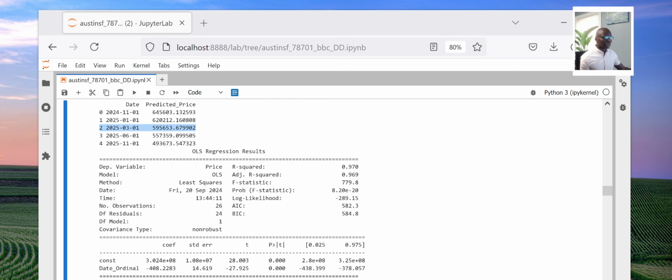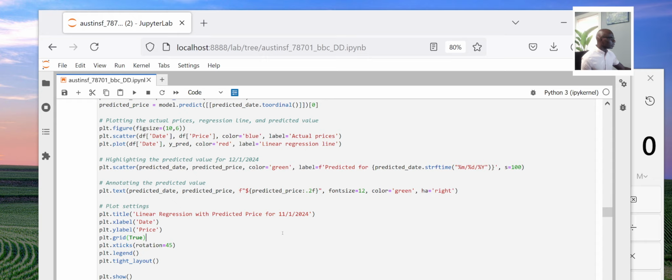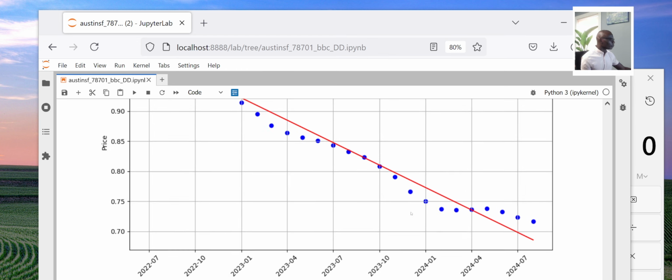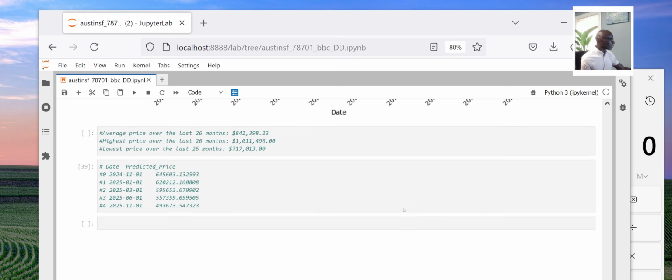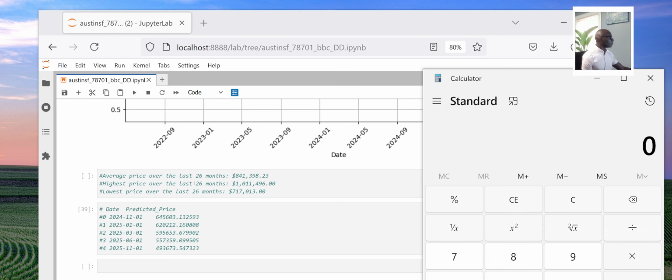And to kind of quantify what those cost savings opportunities are, let's actually compute it. So let's bring out the calculator and see how much cost savings I was able to provide as a result of this project. So for a single family buyer or investor looking to make investments now, what I was able to compute and what we can see is that over the last 26 months, the average price is $841,398.23. Now, if I know that the predicted price in November is going to be $645,603, what's that cost saving, right?